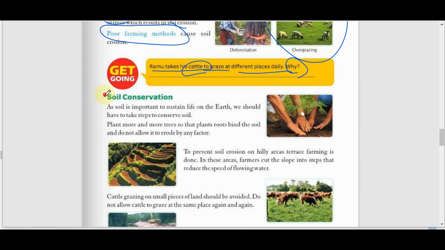Now we will talk about soil conservation. So there is a word used, conservation.